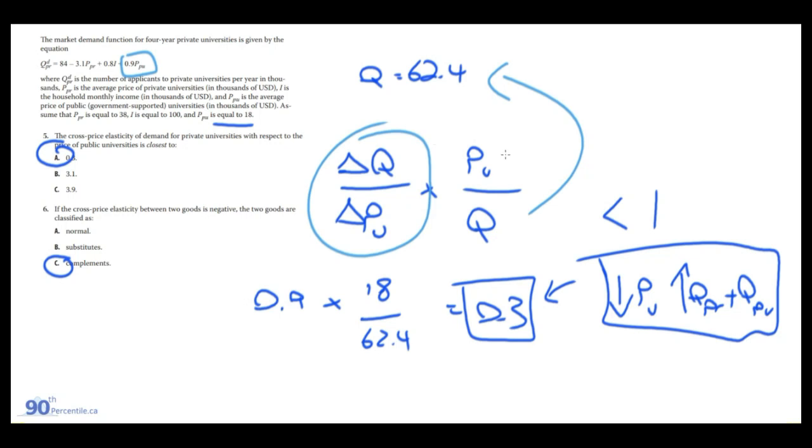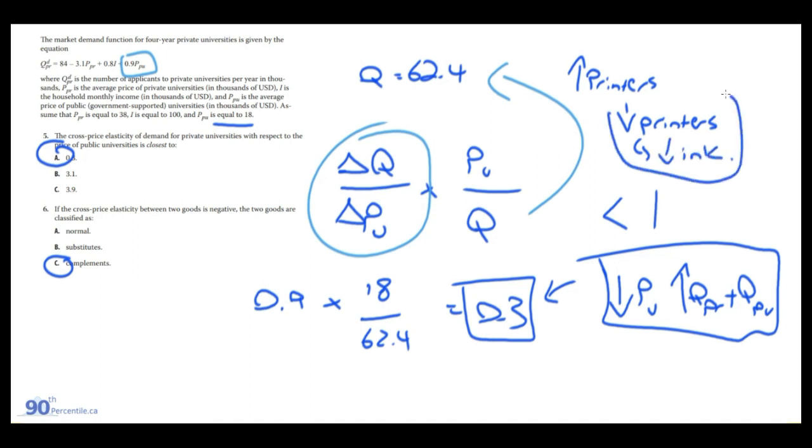One other way to think of it, really easy, would be to think of two goods. You could have printers and then printer ink. If the price for printers increases, then the demand for printers will decrease, and as a result of that, the demand for ink will also decrease. So printers and ink would be complements.